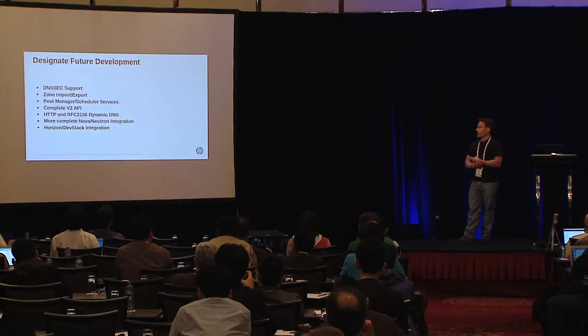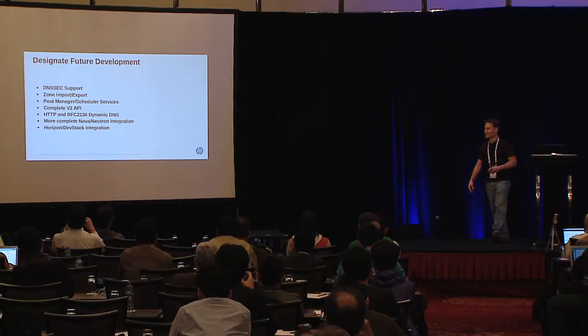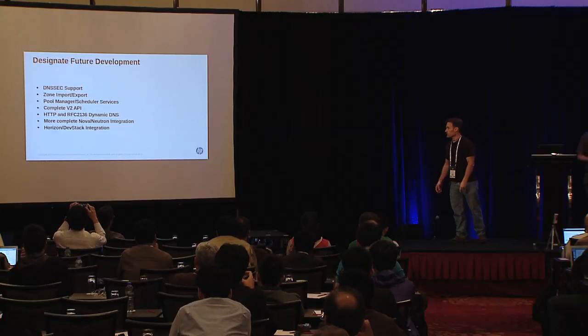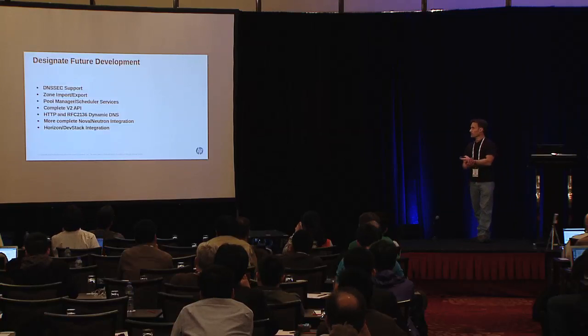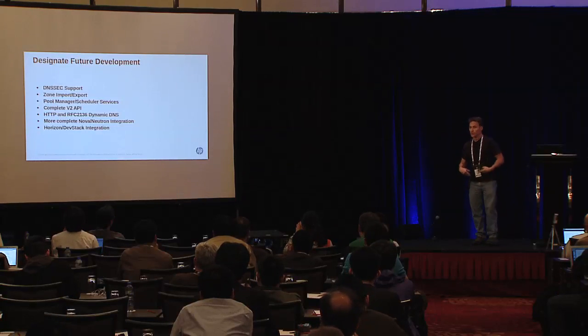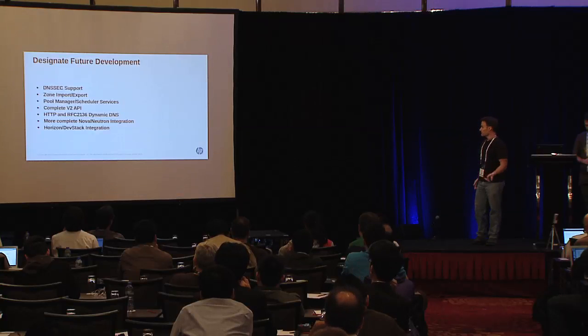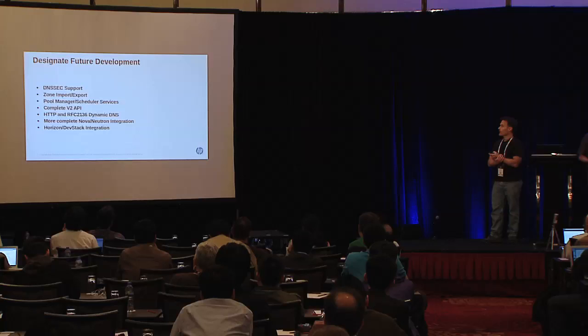Complete V2 API, that'll be very, very soon. HTTP and RFC 2136 dynamic DNS. More complete Nova Neutron integration, as I mentioned. You'd be able to read events from Neutron and be able to feed them into Sync. Horizon DevStack integration.